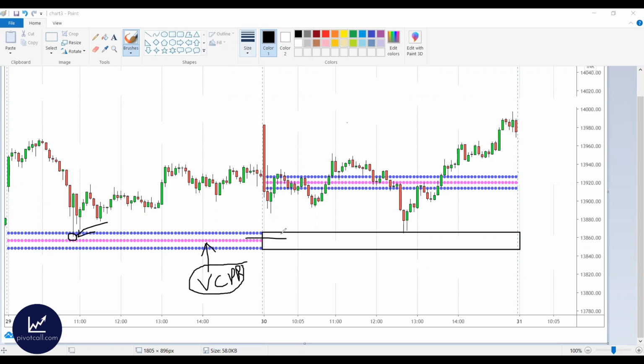So that means next day, this level, your important level, virgin CPR, where the market reversed on 30th, still remains valid for 31st. So for 31st, I am still going to mark this level as my virgin CPR.